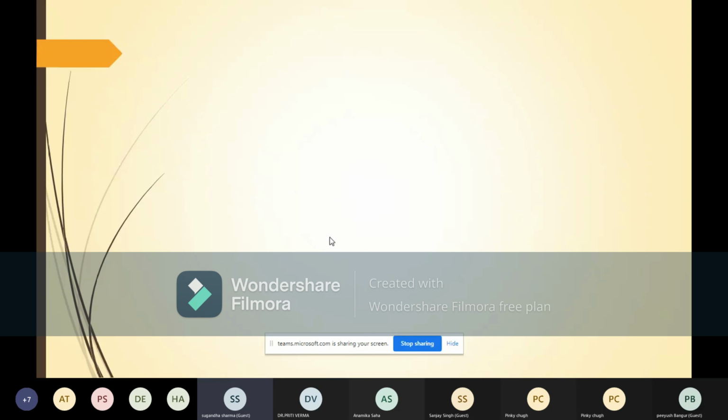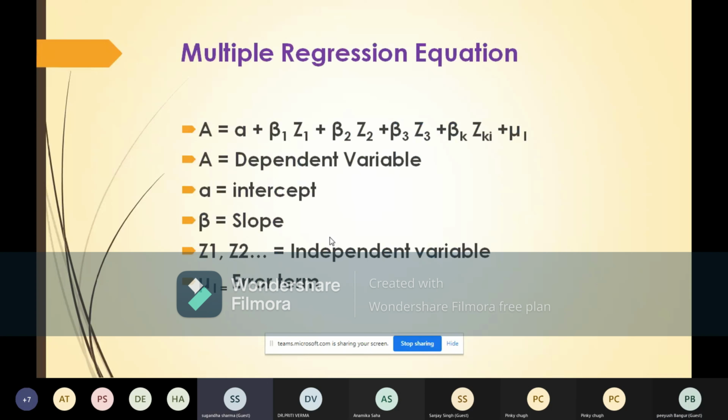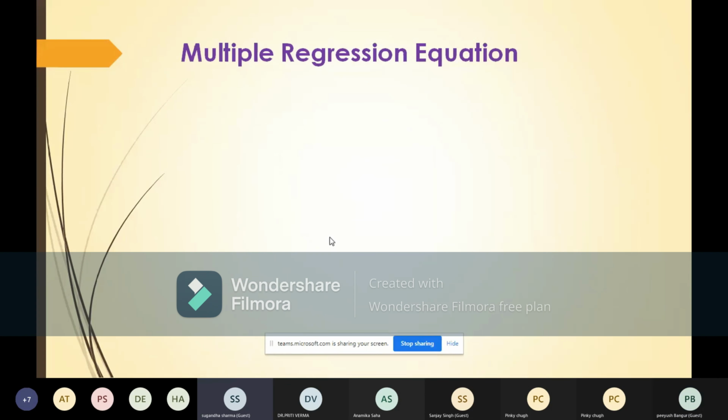Sir, I have one more question. Yes, please. Sir, in regression analysis, do we use dummy variables also? Yes, we can use dummy variables. I'm coming to that particular topic also.